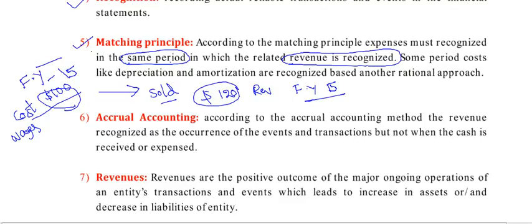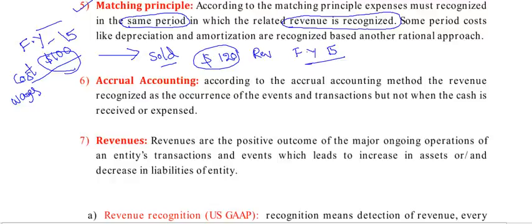It is because the expenses which you are paying outside are recognized in the same period. But when it comes to expenses which are internally created, like depreciation and amortization, they will be recorded separately, meaning they will be recognized based on some other rational approaches.